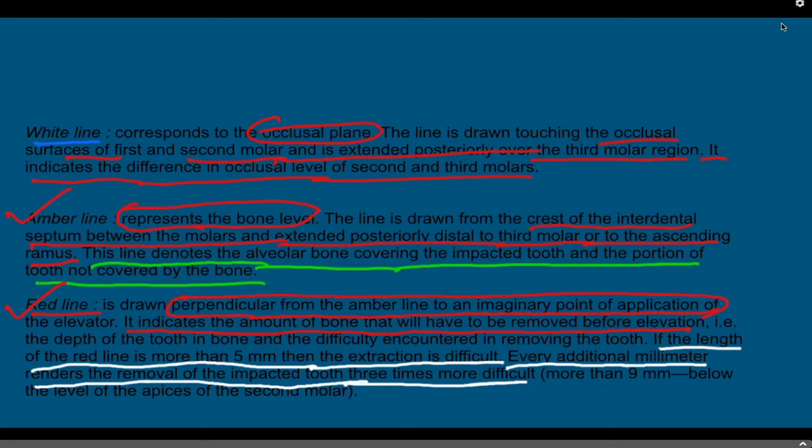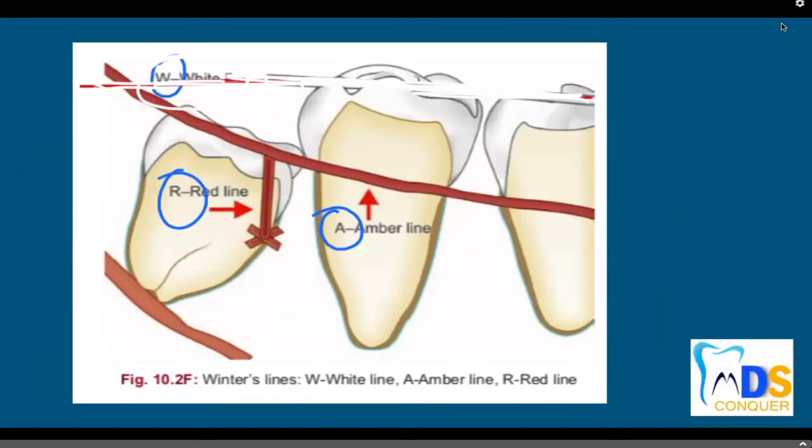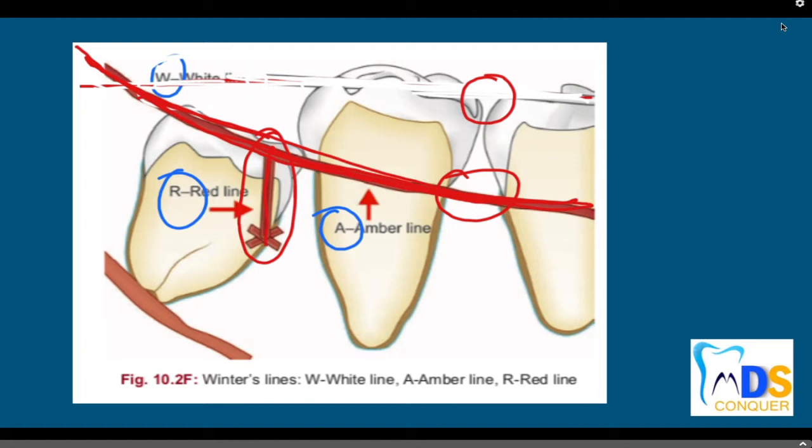Okay, so I'm done with the WAR lines. They can ask what W means, what A means, what R means. The red line is a perpendicular drawn from the amber line. This is your amber line, right? The amber line is an extension from the interdental septa to the second molar and to the ramus. We are extending it from here to here. Whereas your white line is from the occlusal surface and the red line is a perpendicular dropped from the amber line.